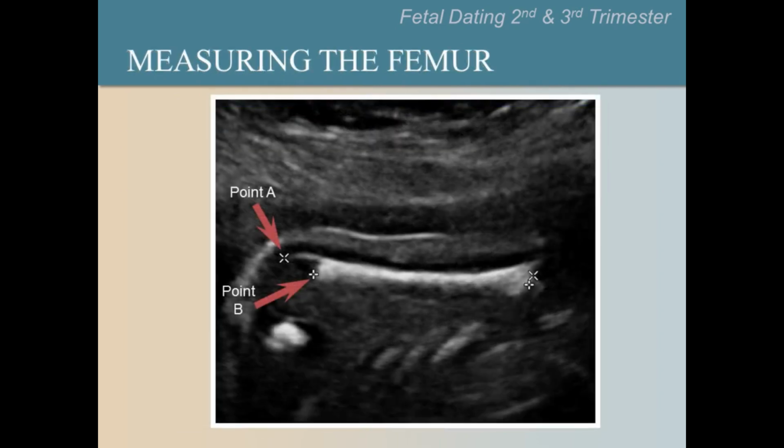If you see a point at one end of the femur marked as point A with an X, do not include it in your measurement. Measure instead from the end of the femur marked as point B with a plus sign. The measurement between the X's is incorrect. The measurement between the plus signs is correct.